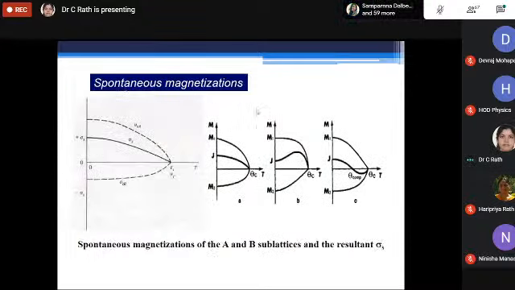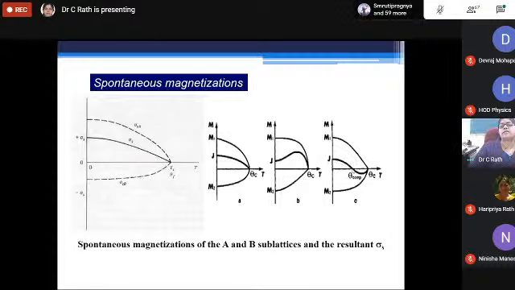So if you have a ferrimagnetic material with two sublattices, then both sublattices don't behave similarly with temperature. This is the A sublattice, this is the B sublattice. If you increase the temperature, the behavior of the A and B sublattices is different, and you get a net result like this. Sometimes you may get a behavior like this, sometimes like this. That means the magnetization decreases and crosses zero, and then again decreases and gives a Tc value.